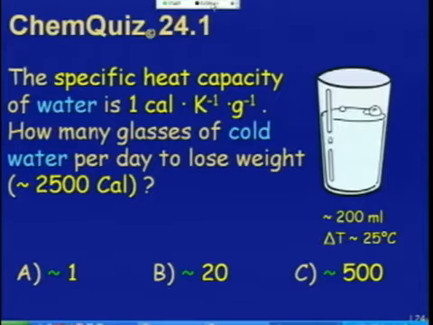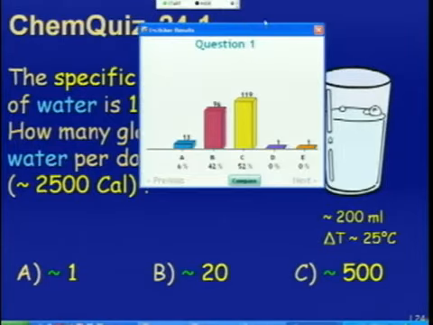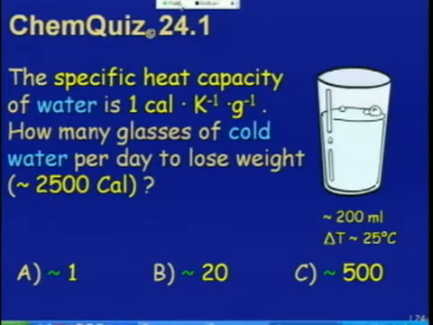Let's see how the diet works out for us here. Okay, you say 1 glass, of course, doesn't do it, because I drink a glass of water a day. It doesn't look like I'm losing weight, okay? 20 glasses might work. Others say 500 glasses. So what do you think? Discuss it with each other. All you have to do is calculate. It's very, very simple. Have a discussion.